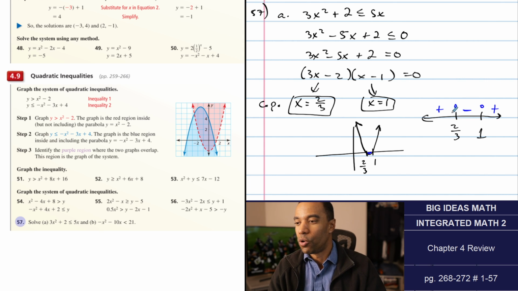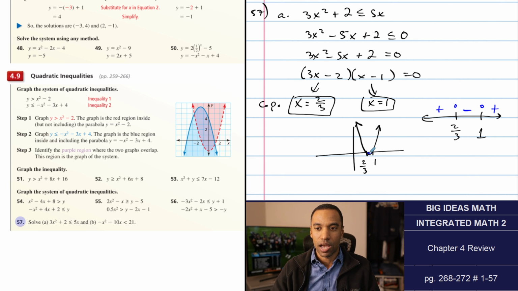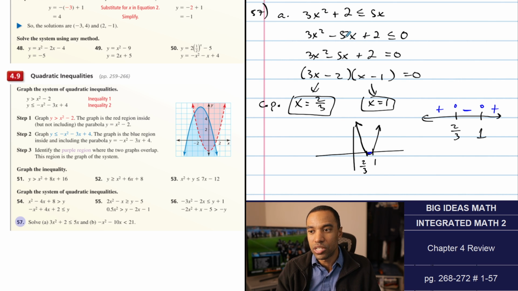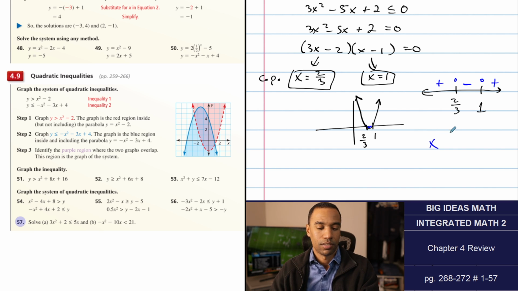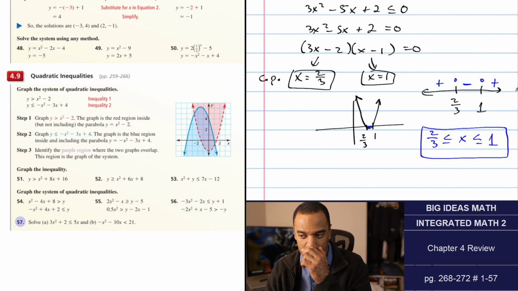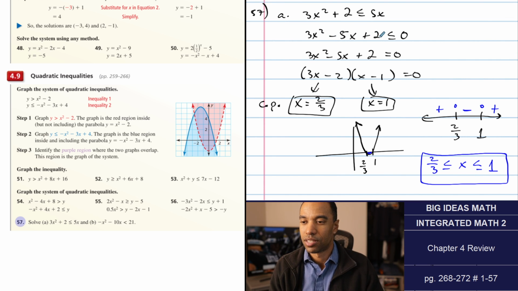Okay, so between 2/3 and 1, this graph is negative. It's underneath the x-axis. That's what we're looking at. So as far as the answer, the solutions to the x values, where this left side is less than or equal to the right side, where this gets you negative or 0, is x is between 2/3 and 1, and it includes both of them. Between 2/3 and 1 on x is when you get negative values out from this set.